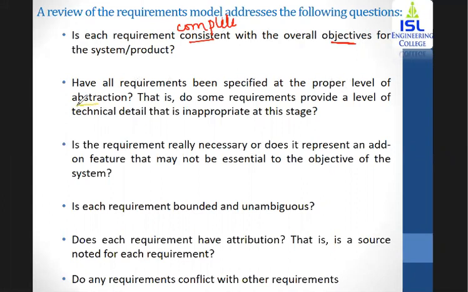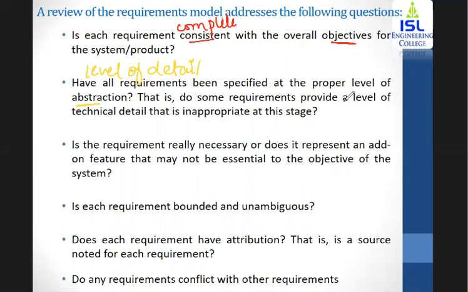What is the level of abstraction? Level of abstraction means the level of detail, how much detail is given for each and every requirement, whether all the requirements are specified or explained at the level of detail that was required to explain them, or some more information is required. That you are going to identify.